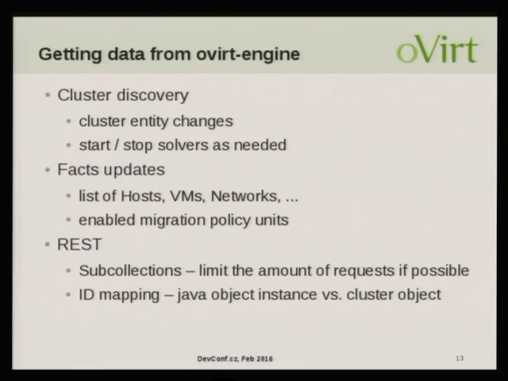So how do we get data from the engine? First, we do cluster discovery every couple of minutes. So when you add a new cluster, we'll discover it eventually. We start a new solver thread. Then every 30 seconds, as I said, we do cluster updates where we read the list of all the resources. And we use the REST API. For performance reasons, we are using the REST API in bulk, which means we are querying for all the VMs and all the hosts in one go. The oVirt engine REST API is not the fastest REST API ever, so we had to optimize that a bit. And there are still some things to do to make it faster.